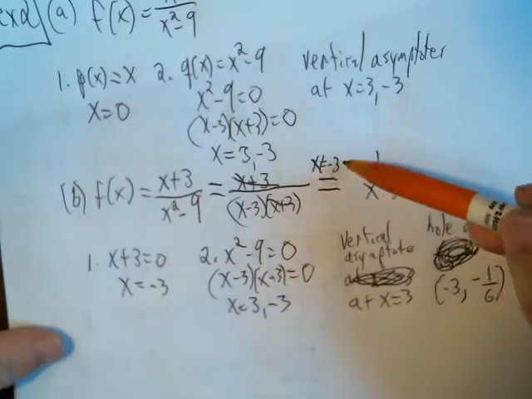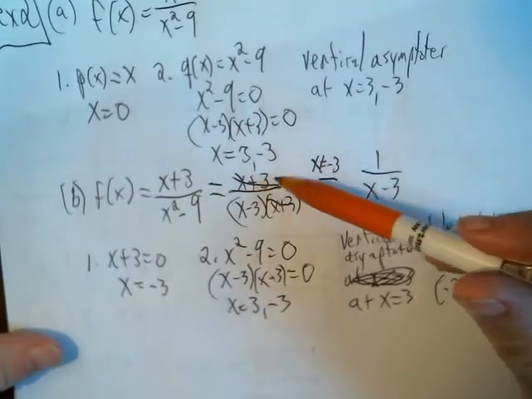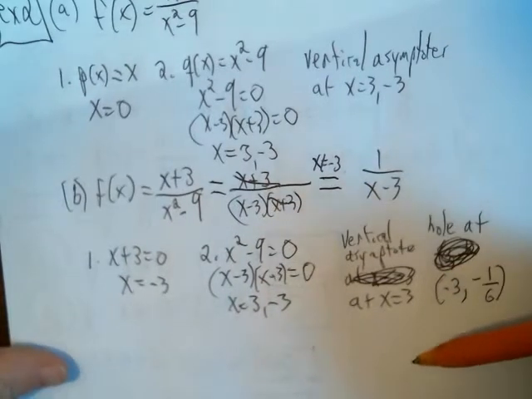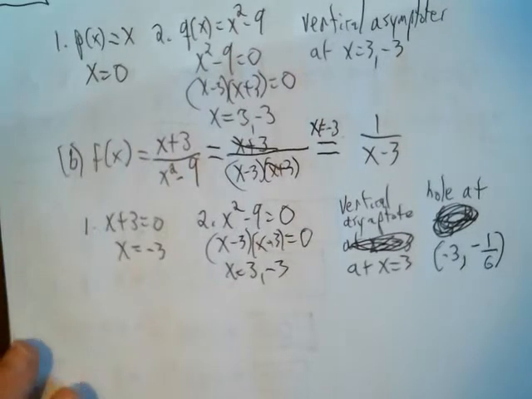So if you say x can't be negative 3, you can do this simplification. But otherwise, you're not going to be able to do that. If you try to put negative 3 into this equation, you get 0 over 0. Okay, so we don't really know what to do with that just yet.